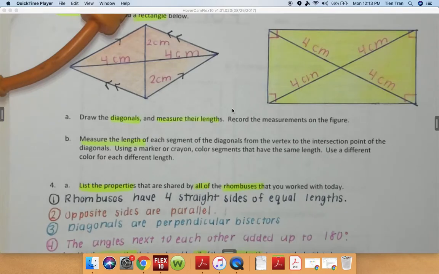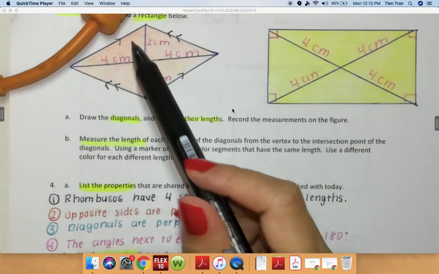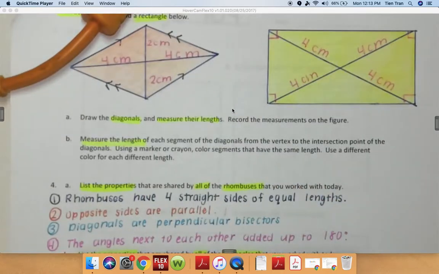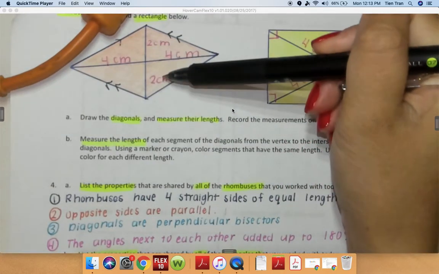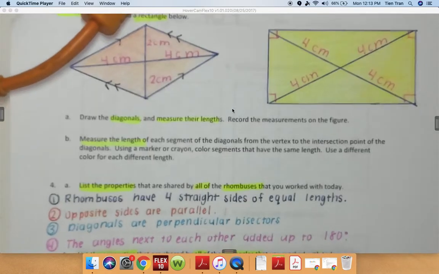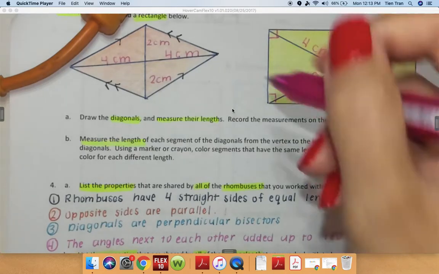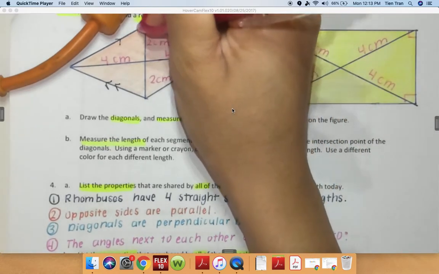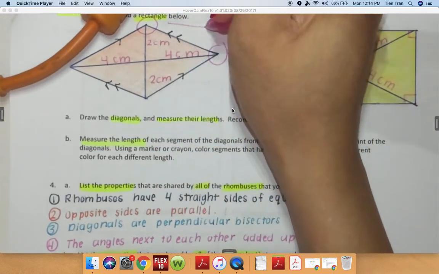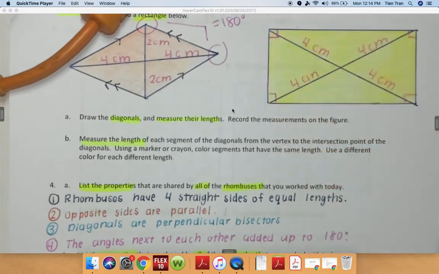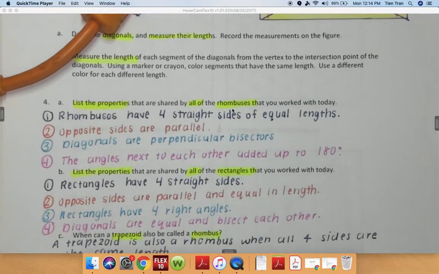Now, next we have diagonals. 3, diagonals are perpendicular bisectors, meaning that when you bisect these diagonals, they are going to be the same: 2 centimeters, 2 centimeters, 4 centimeters, 4 centimeters. Okay? And lastly, 4, the angles next to each other add up to 180 degrees. So if I were to measure this angle right here and this angle right here, it is going to give me 180 degrees. Okay?